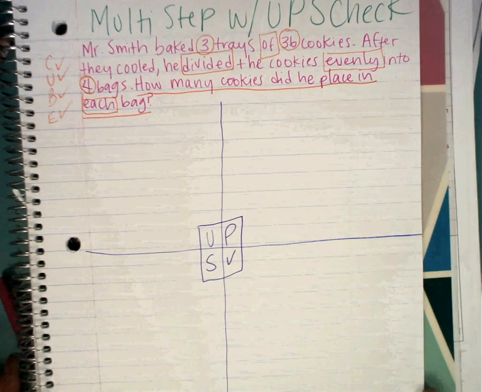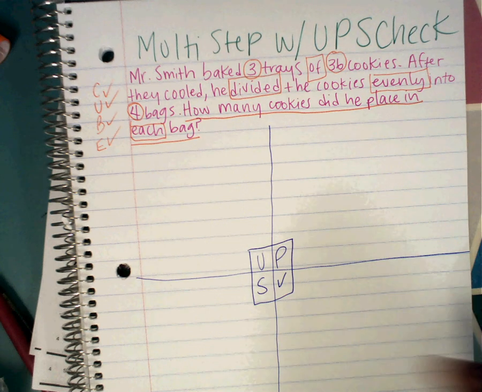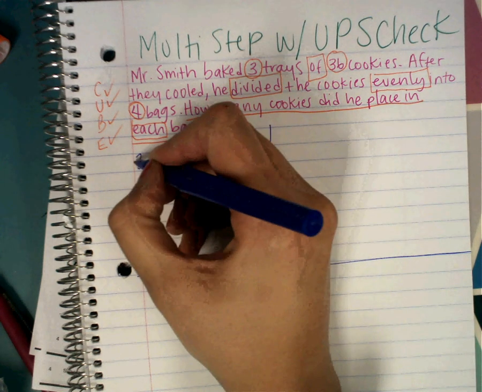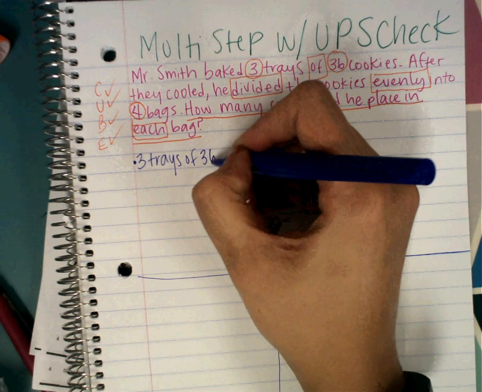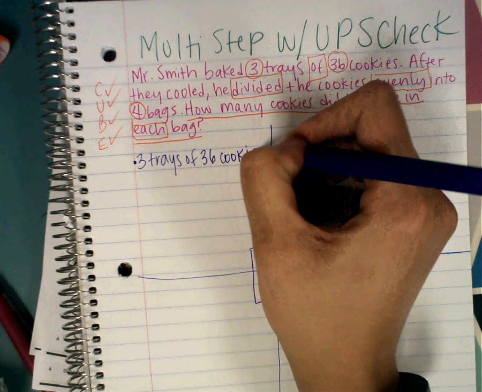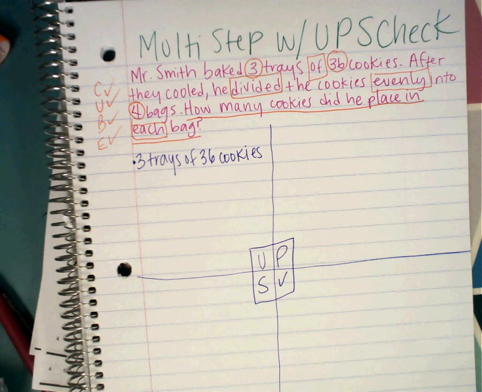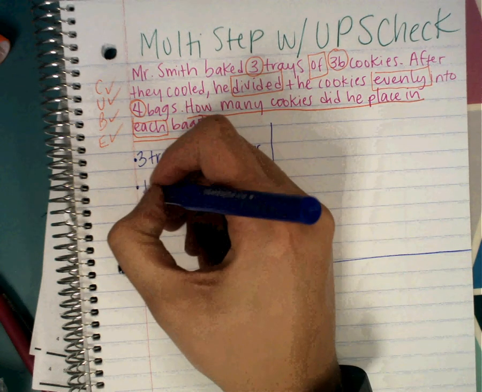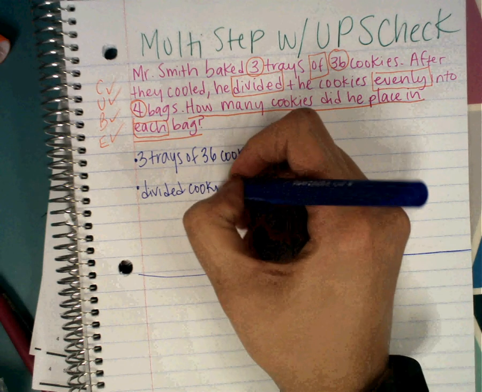So what's something important that we need to understand here? Probably that there are 3 trays of 36 cookies. Remember, I like to do those bullet points to organize my information. What's something else important? Is it important that he divided the cookies evenly into 4 bags? Yeah, so he divided the cookies, remember that's our label, evenly into 4 bags.